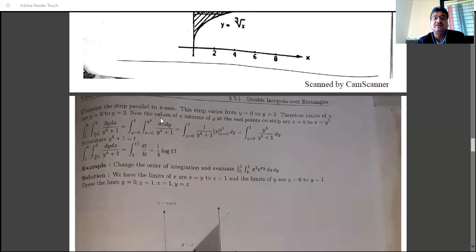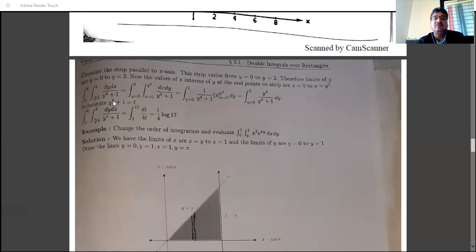And then 1 by y raised to 4 plus 1 is now a constant quantity, so its integration is the constant into the variable x, upper limit minus lower limit. Then substitute y raised to 4 plus 1 as t, and 4y cube dy is dt, so y cube dy is dt by 4. So 1 by t means log t, so we have 1 by 4 log t, log 17 minus log 1 is 0. So we have this answer.